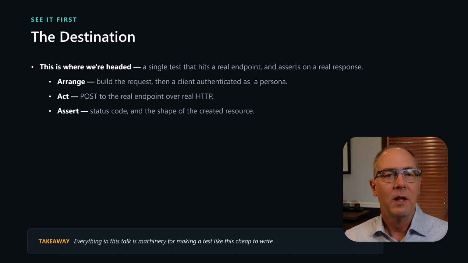So I think it's important to talk about where we're headed. What's the actual goal? Because I think we would like to have a single test that hits a real endpoint and asserts on a real response. And we want to do that with our classic arrange, act, and assert. But our arrange, it's actually going to build a request that we can send to an HTTP pipeline through that client as an authenticated persona, as someone who's actually using your application. So when we act, we post that request to a real endpoint over real HTTP. And the assertion, obviously, is we look at the status code, or we can look at the shape of whatever the response was that was created. Everything in this talk is the machinery for making a test like this cheap and easy to write.